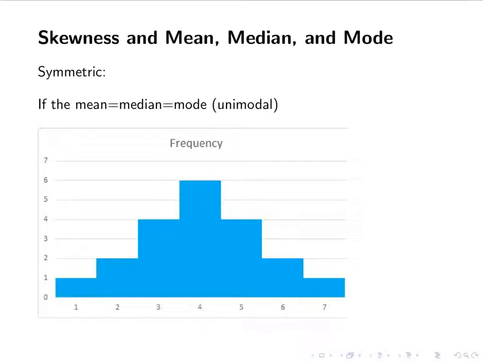If I looked at a frequency table, or a histogram rather, it would look something like this. If I took my picture and cut it down the middle, it would be symmetric. If I folded it along that line, the two halves would match. The mean, the median, and the mode are all relatively the same.